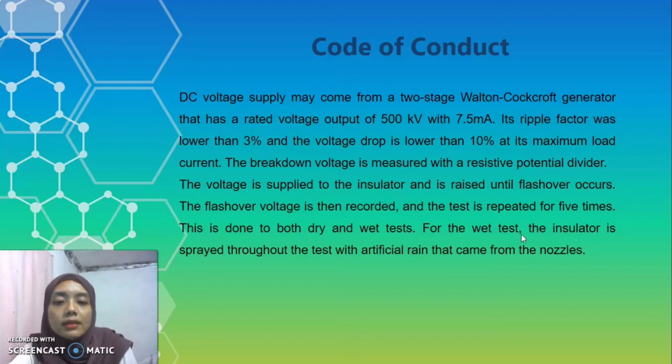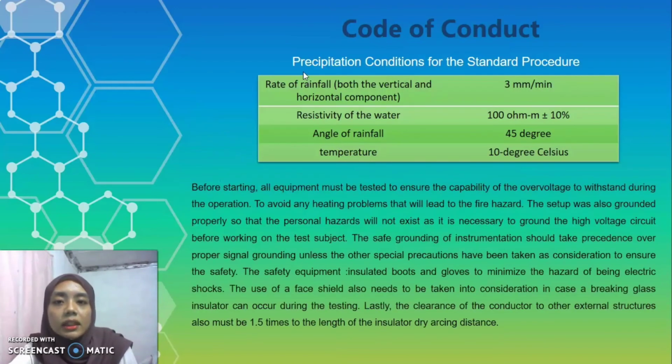For the wet test, the insulator is sprayed throughout the test with artificial rain that comes from a nozzle. This is the precipitation condition for the standard procedure: the rate of rainfall for both the vertical and the horizontal components. This is also the resistivity of the water, the angle of rainfall, and the temperature.